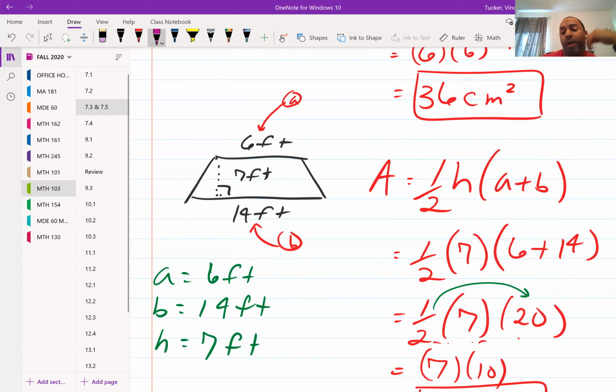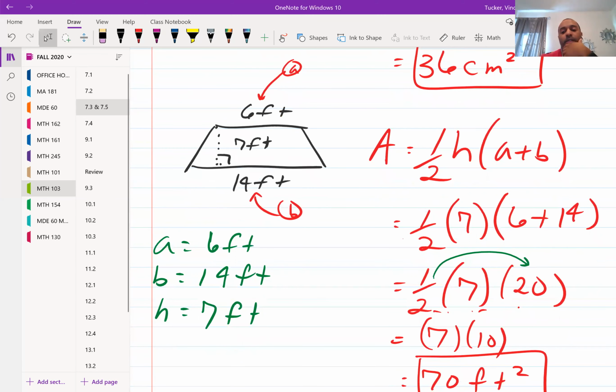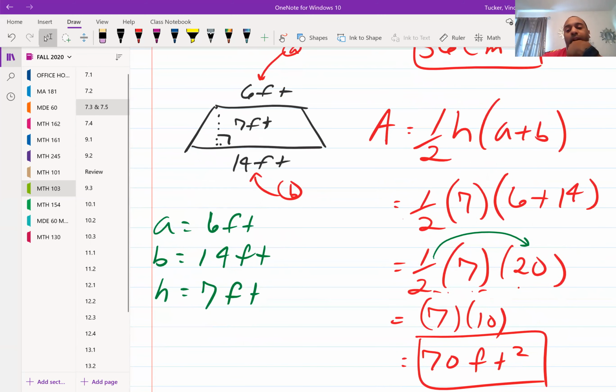Now, if I was doing this by hand, because it's all multiplication, you can multiply in any order. I would go ahead and do half of 20 to get 10, and then 7 times 10 is 70. If you just throw it in the calculator like this, you'll still get the same answer. But that was just me doing it by hand. And once again, our measurement is feet squared.